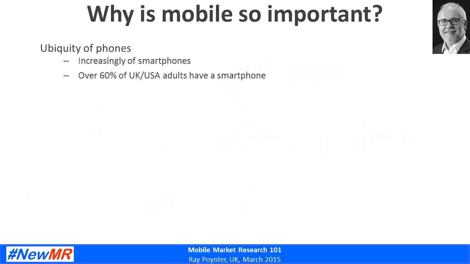Why is mobile so important? Well, first of all, the ubiquity. Something like 70% of the world's population have got a mobile phone. Increasingly smartphones. In the UK, USA, the developed economies, it's over 60% of adults who have smartphones. In places like Korea and Singapore, it is much, much higher. So the world is becoming increasingly smartphone oriented. And we always have those phones with us. We have them in the bathroom, we have them in the bedroom. If we want to take part in something, if we want to take a picture of something, that phone is going to be there with us.